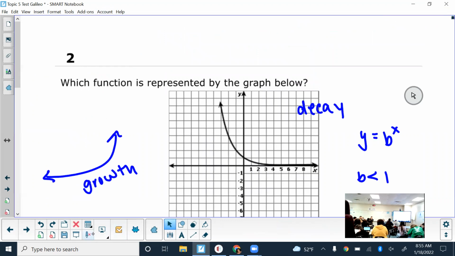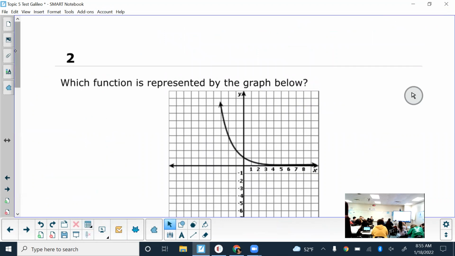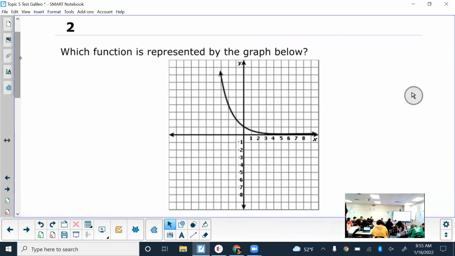So number 2 gives you a graph and says which function is represented by the graph below, and it gives you options. On your retake, you won't have options. It'll give you the equation and you'll have to make the graph yourself. So revisit those notes before the retake. But look at this graph. Before I even show you the options, is this growth or decay?